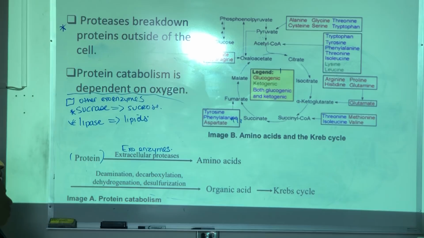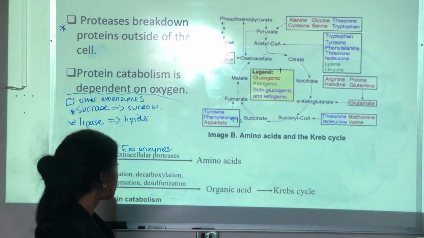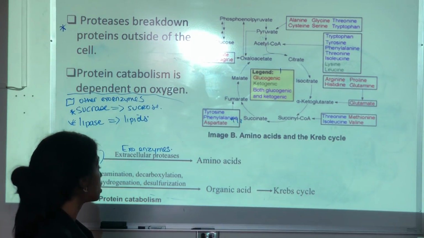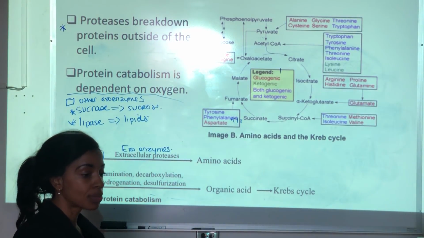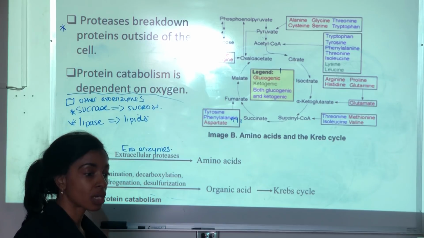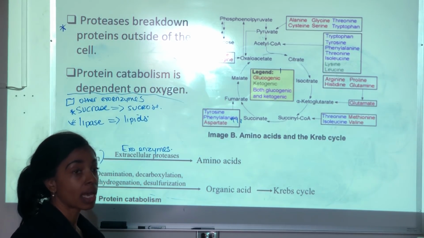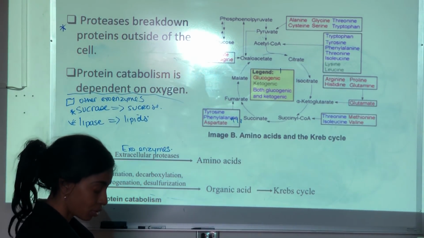come in. So if we're talking about sucrose, once sucrose is broken down outside by sucrase, which is an exoenzyme, then glucose and fructose come inside the cell. And for lipids that are broken down outside, what comes into the cell? The smaller units of the fatty acid and your glycerol.